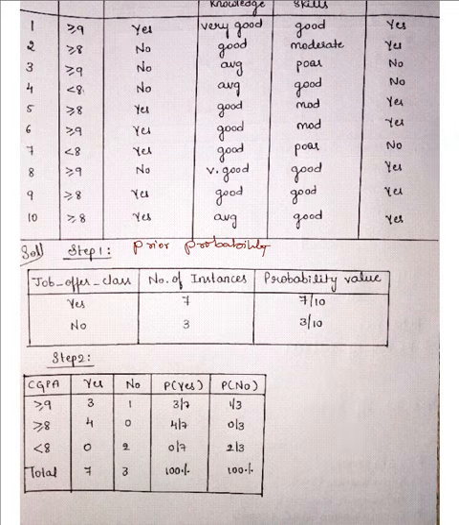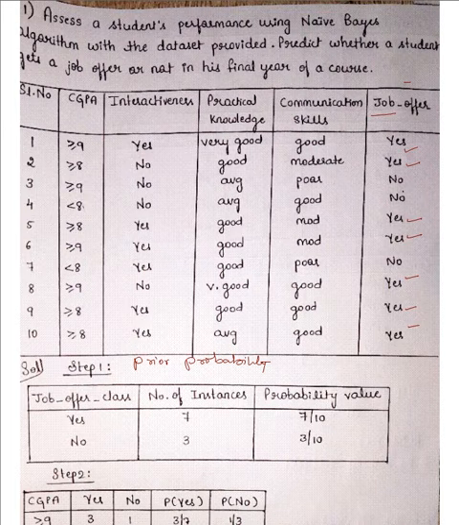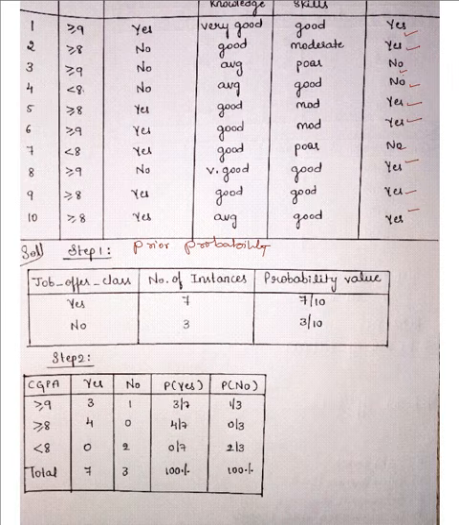In the target attribute, identify how many yes and how many no's there are. Here we have 1 yes, 2, 3, 4, 5, 6, 7 yes. And how many no's do we have? Out of 10, 7 are positive and the remaining 3 are no instances.